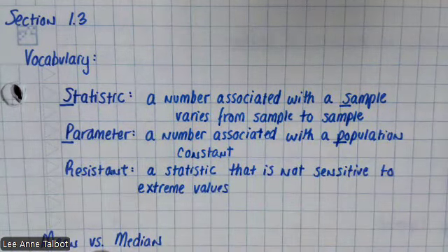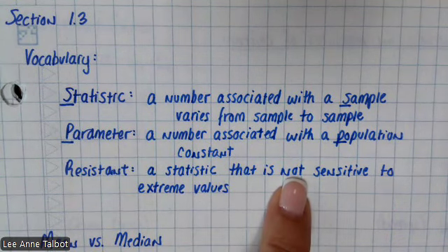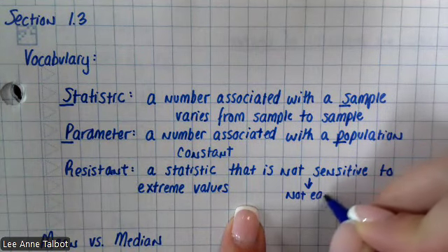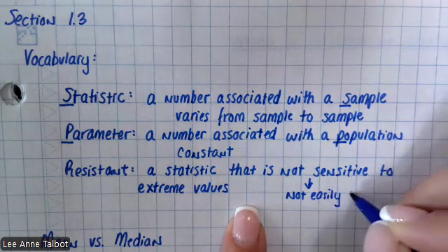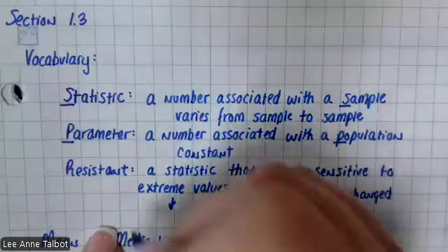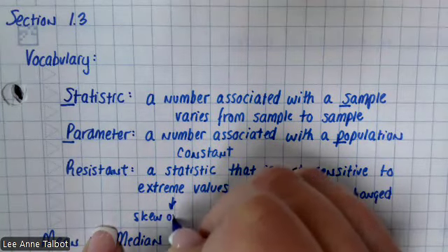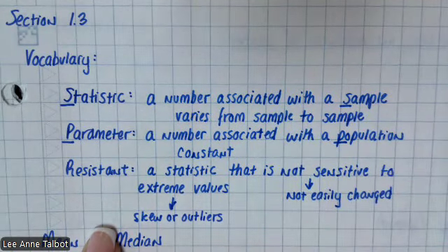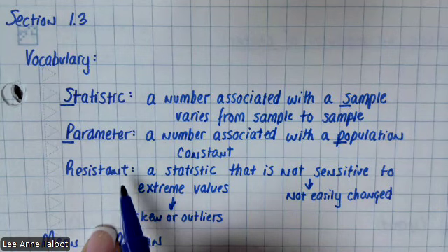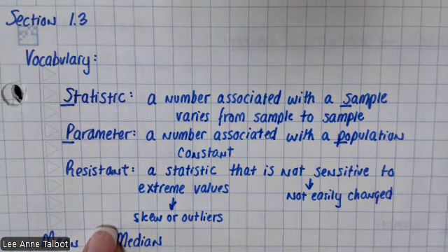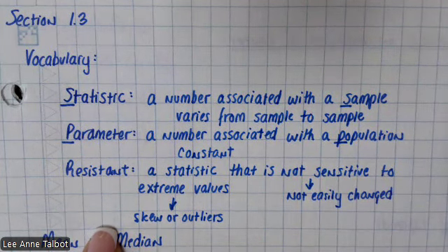Okay, let's translate that a little bit. We've got some big words. Sensitive means easily changed. And extreme values refers to skew or outliers. So resistant means a statistic that is not easily changed by skew or outliers. It kind of holds its position even if you've got extreme values.